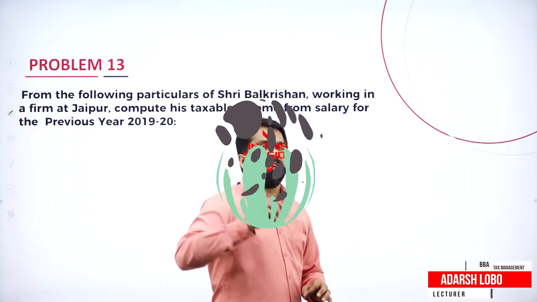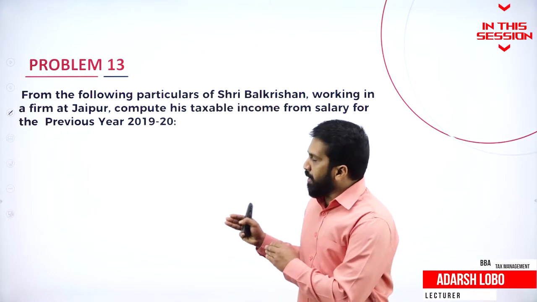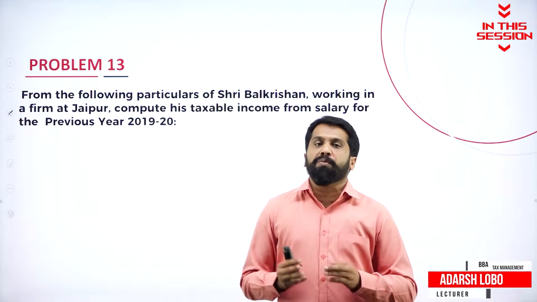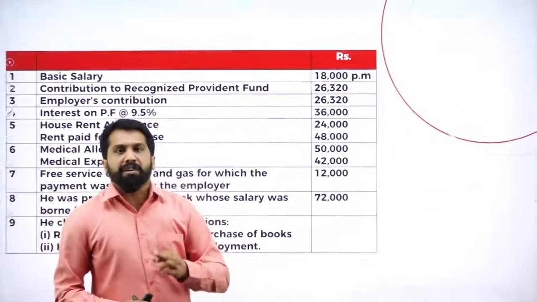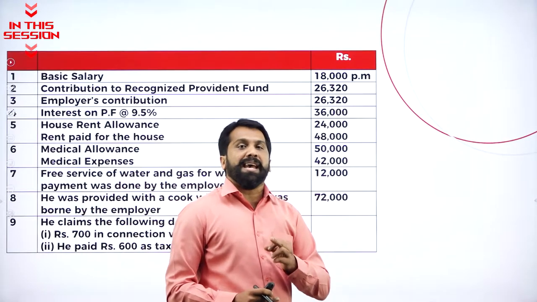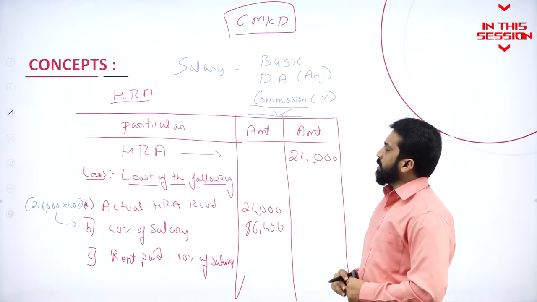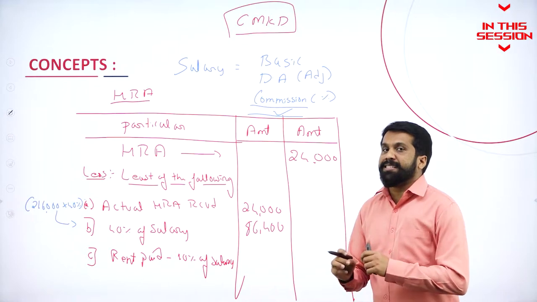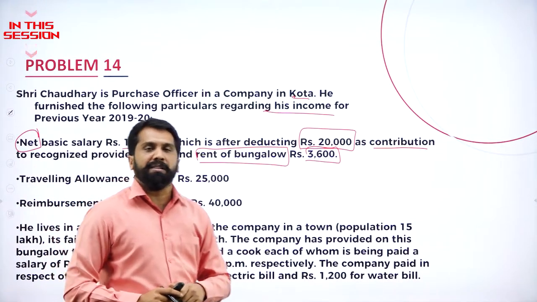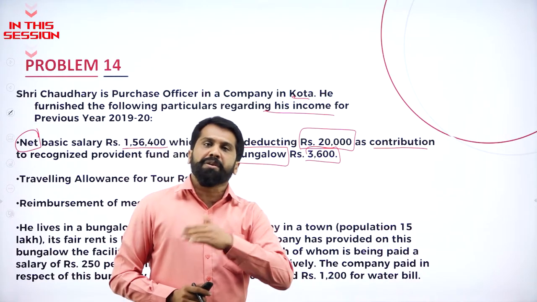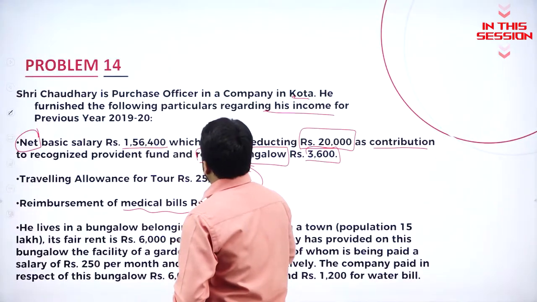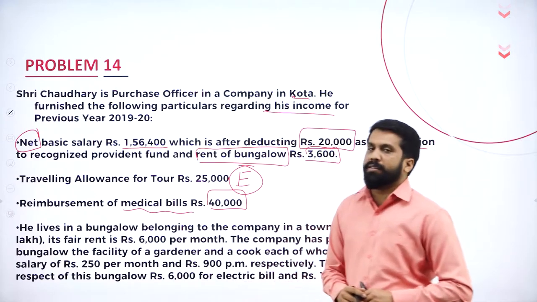Calculate this one, prepare this one. So by looking at the problem itself, you can get to know what kind of problem it is. Whatever contribution made by employee, we will not consider. So 2,16,000 into 40%, it is 86,400. Now, how to make it gross? Very simple. Whatever already deducted, you add it back. Whatever medical bill it is given, it is taxable. There is no exemption.